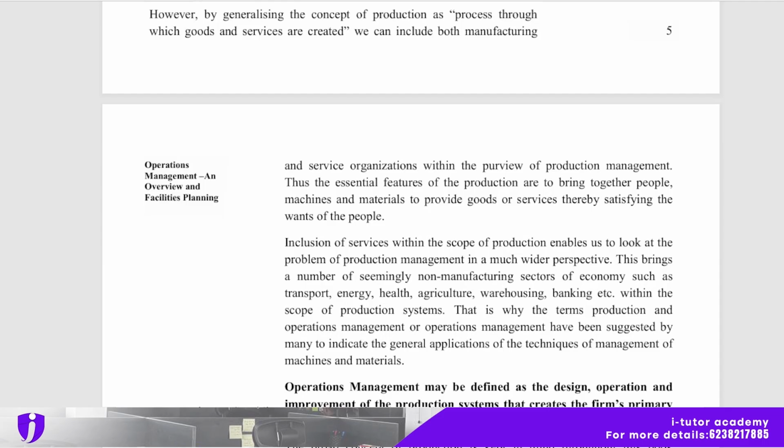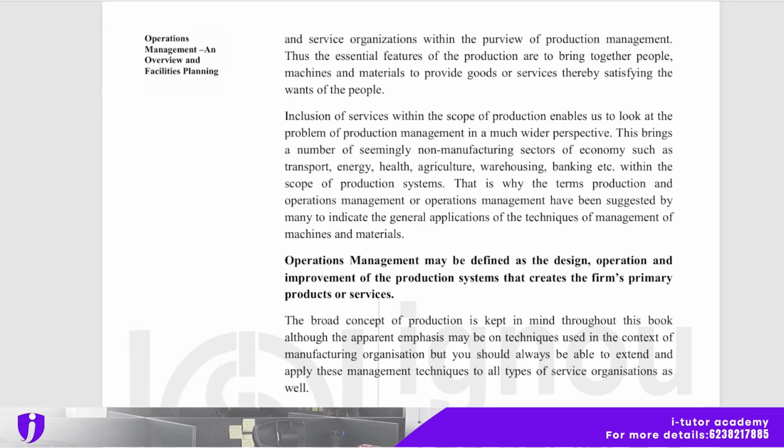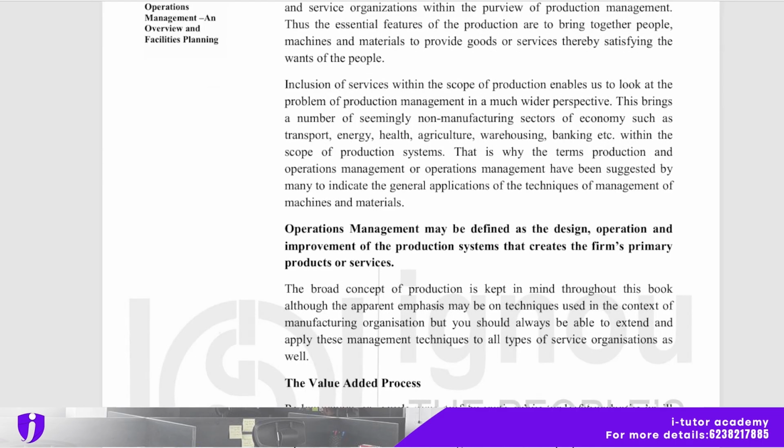However, by generalizing the concept of production as a process through which goods and services are created, we can include both manufacturing and service organizations within the purview of production management. Thus, the essential feature of production is to bring together people, machines, and materials to provide goods or services, thereby satisfying the wants of the people.